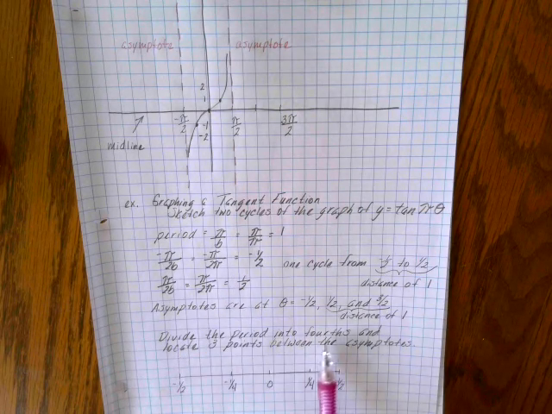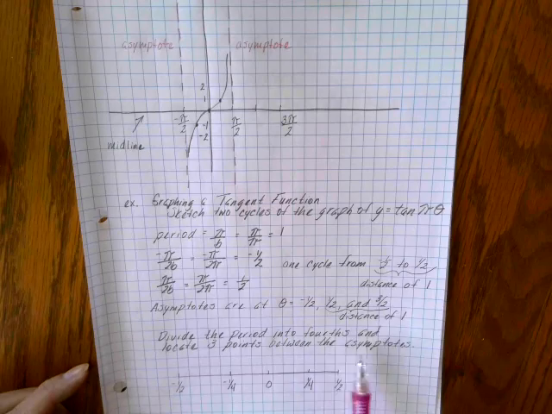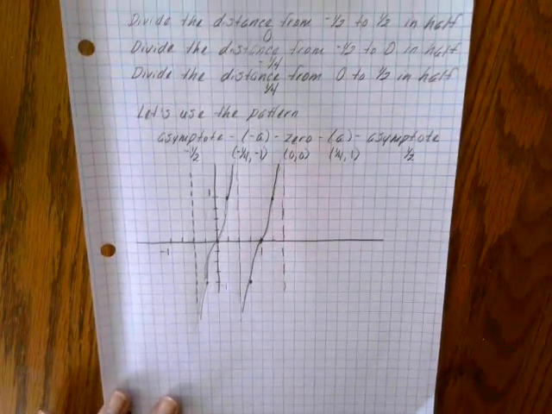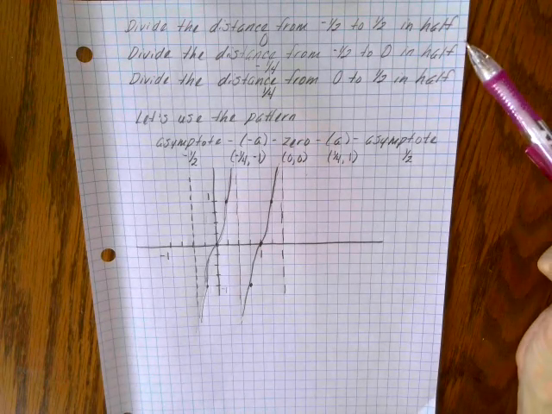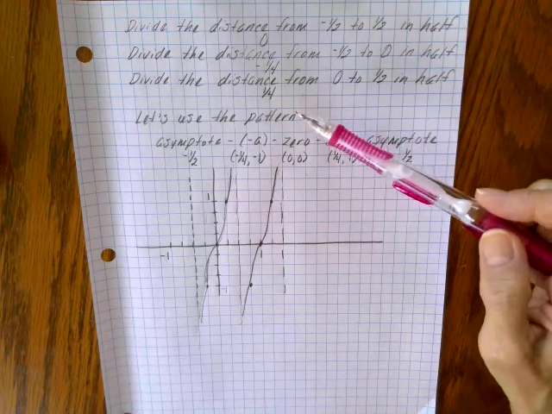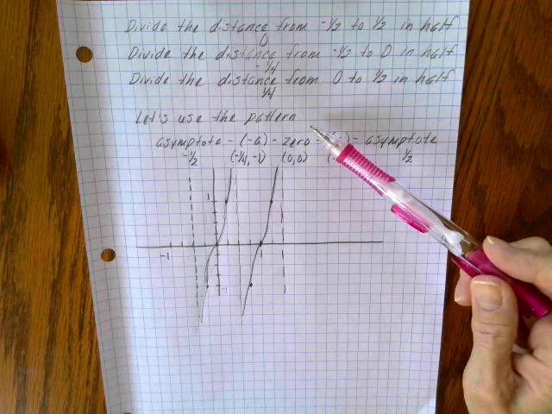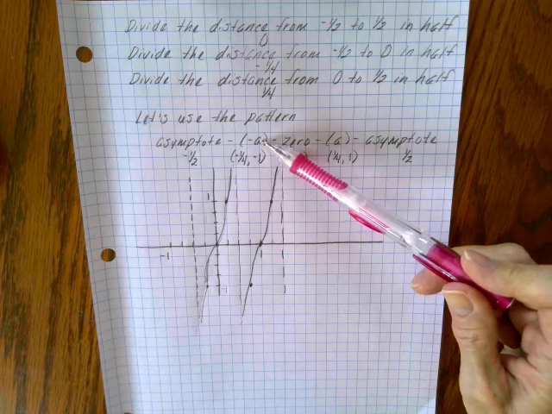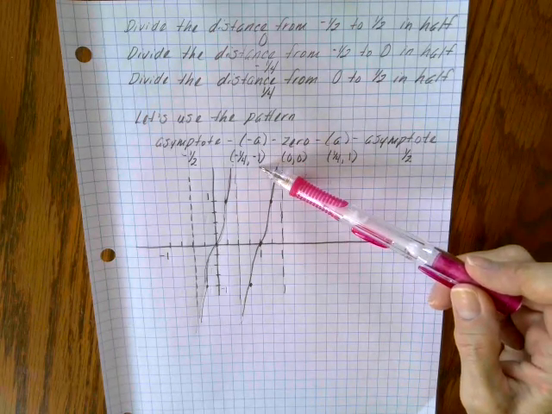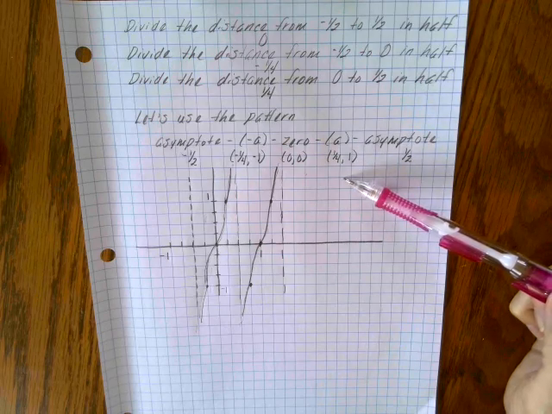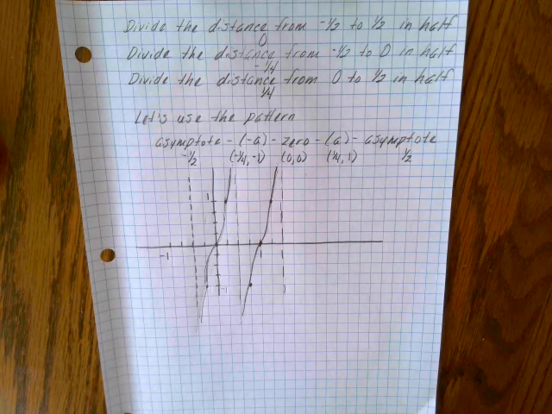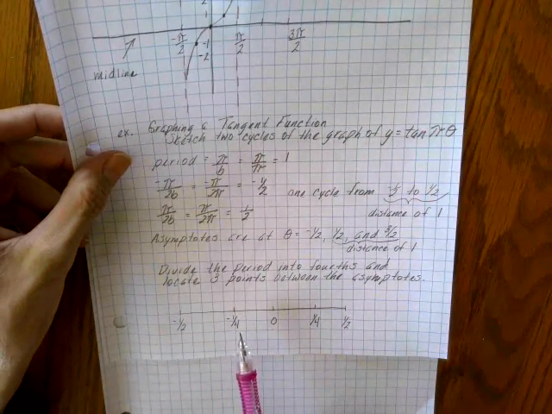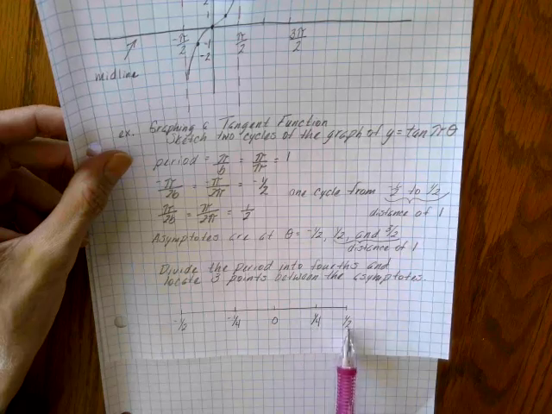Okay, so we divide the period into fourths and locate 3 points between the asymptotes. We went over that and everybody should be good there. Now I've just written out how to divide the distances to get those other 3 points, and now we're going to use the pattern. Remember in this case, A was 1, so negative A would be negative 1, and positive A would be 1. The first points we calculated here are negative 1/2, negative 1/4, 0, 1/4, 1/2.